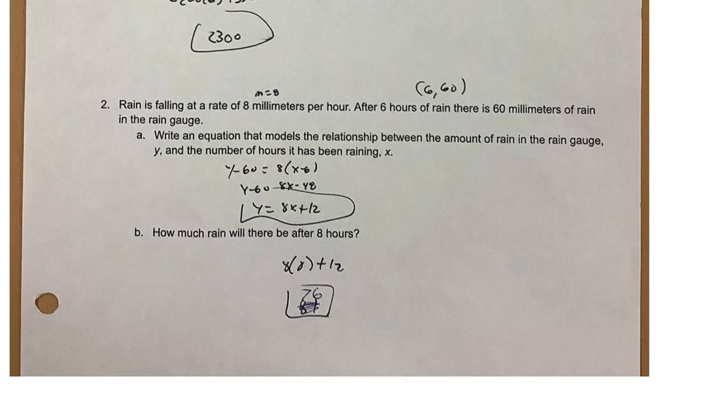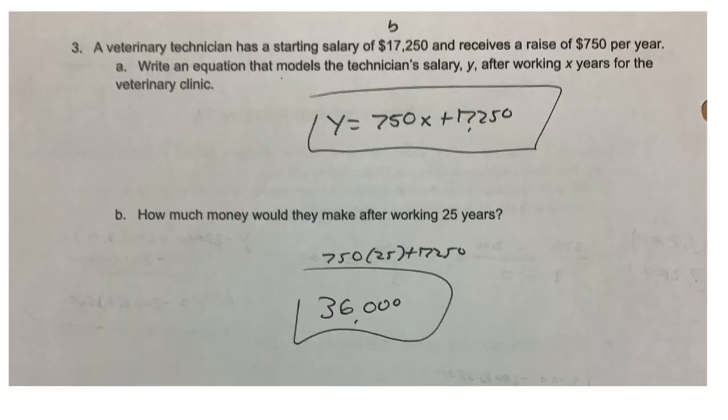All right, let's do the back side here. Question number 3. So here's question number 3. A veterinary technician has a starting salary. Starting means your y-intercept. So your y-intercept is 17,250, and then receives a raise of $750 per year. That per year means it's a slope. So 750x plus 17,250. That would be your slope intercept form here.